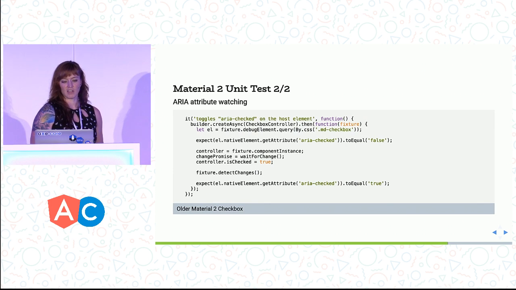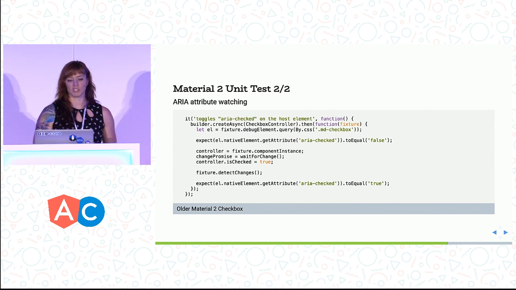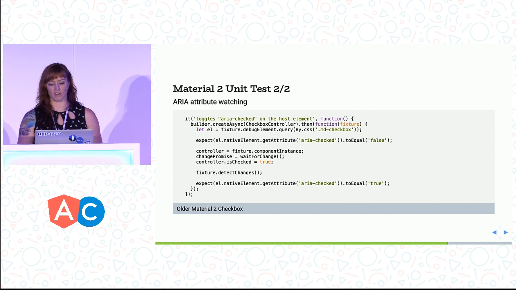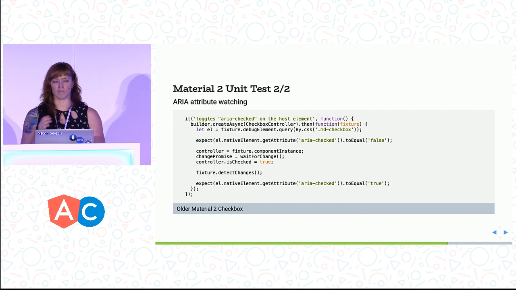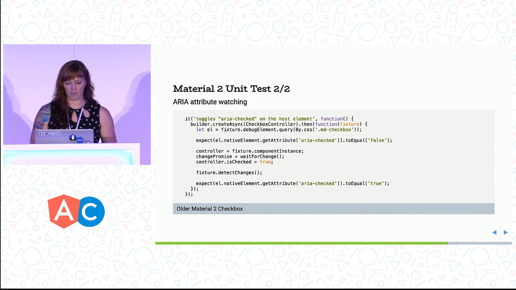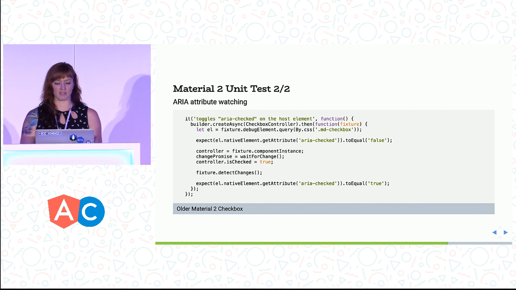Another example of a unit test in Material2 is watching ARIA attributes. They have this MD checkbox, and it uses aria-checked. I think this might be an older version because they have moved to the native input now, which is great. It's easier to support for them. But the previous version of this had a test that would ensure that aria-checked would update as you're interacting with it.